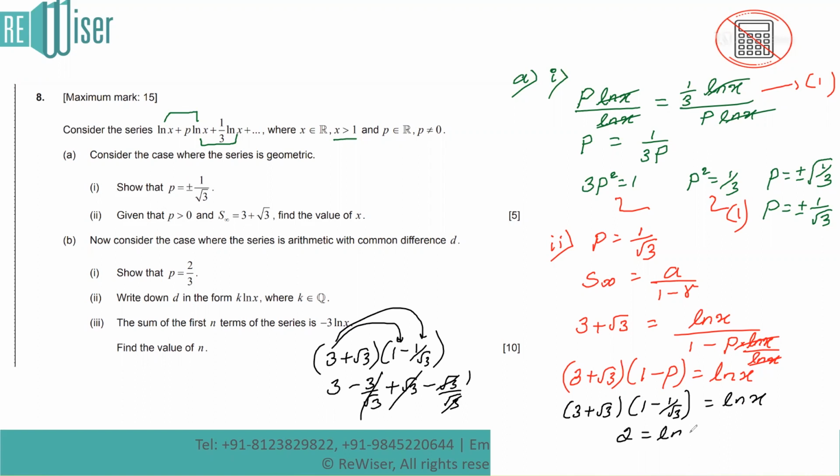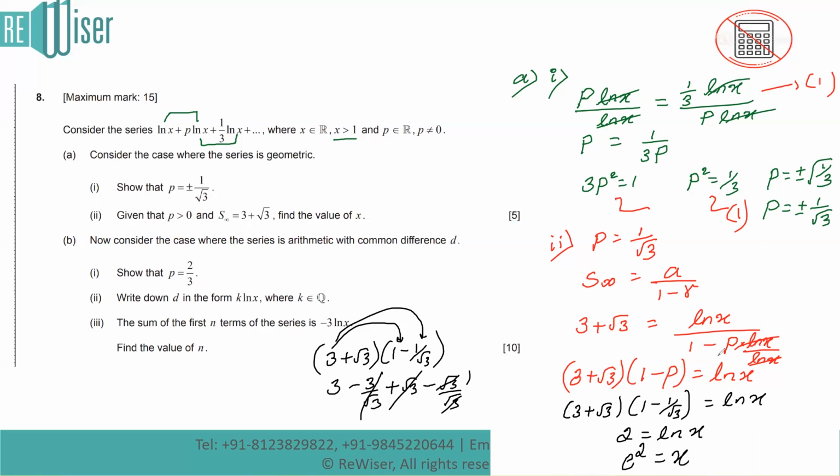And whenever ln goes to the other side, it becomes an exponent, so e square equals x. Whenever ln goes to the other side, it becomes an exponent with a base of e. Now, this part would carry 3 marks in total.